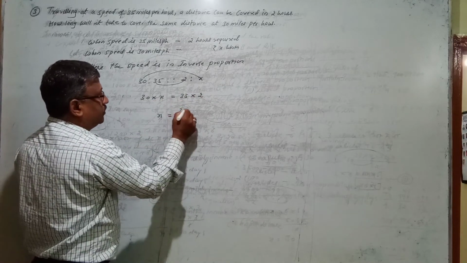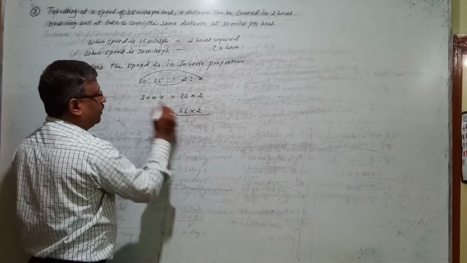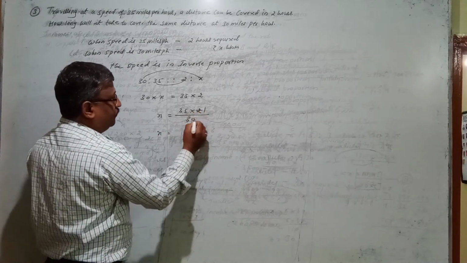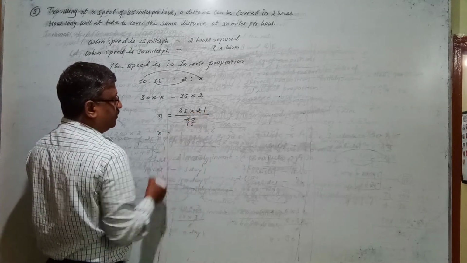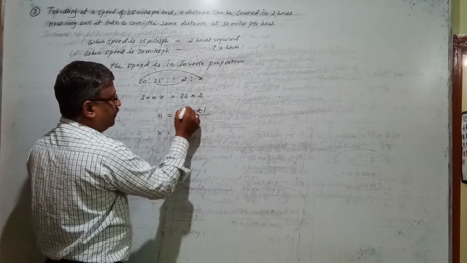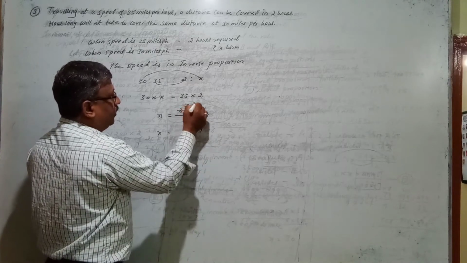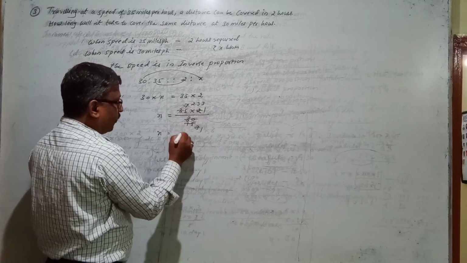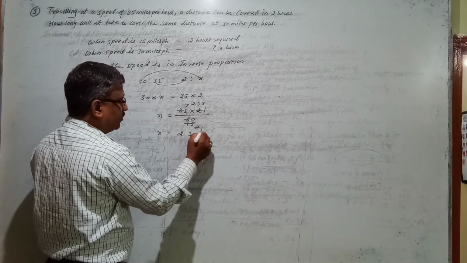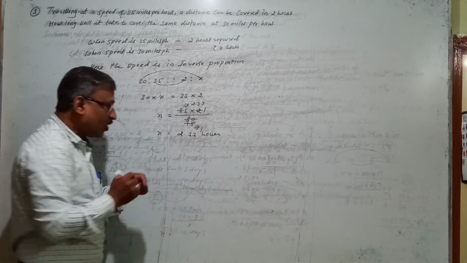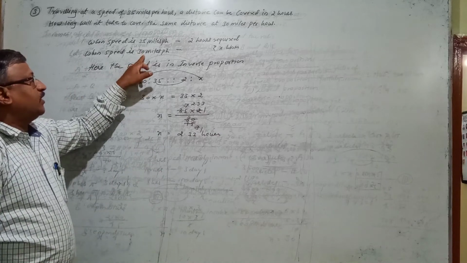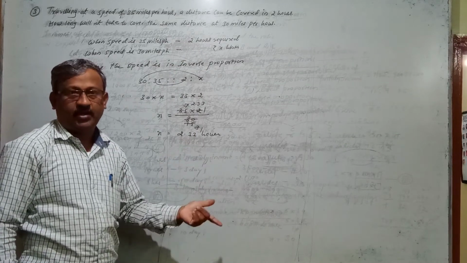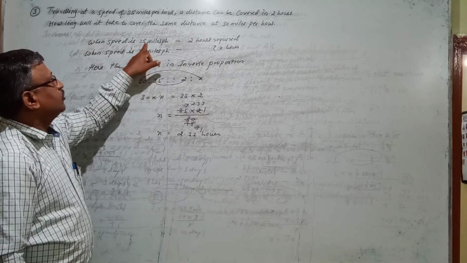I want the x value, so bring x outside. x is equal to 35 into 2 divided by 30. Dividing this, it comes to approximately 2.33 hours. Means if you are traveling at a speed of 30 miles per hour, to cover the same distance it takes approximately 2.33 hours.